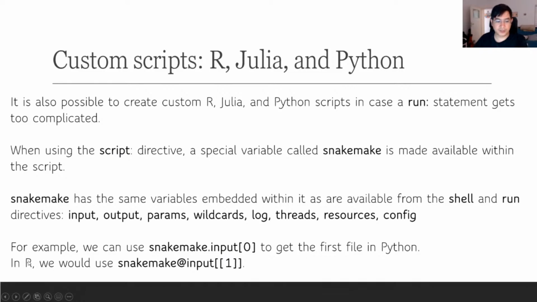And if our script is an R script, in R the Snakemake object is an S4 object. So we can access it using this at syntax to access individual attributes of the S4 object. And because Python uses zero-based indexing and R uses one-based indexing, these are different numbers, but they're both referring to the first input file.